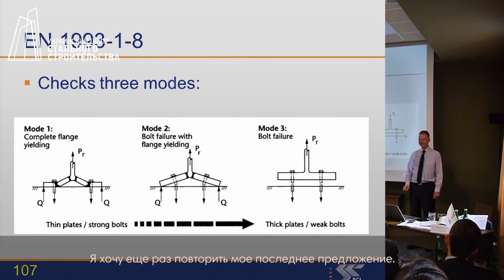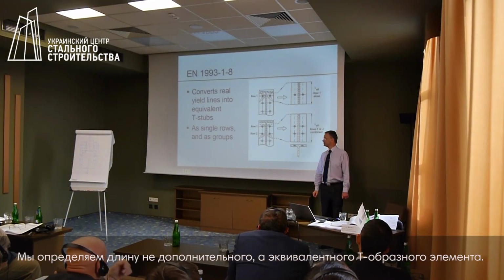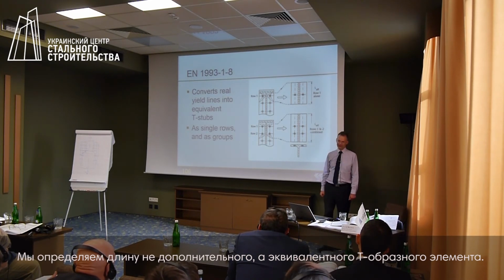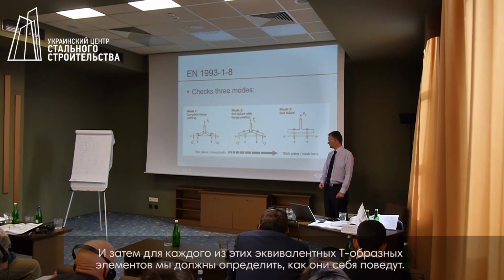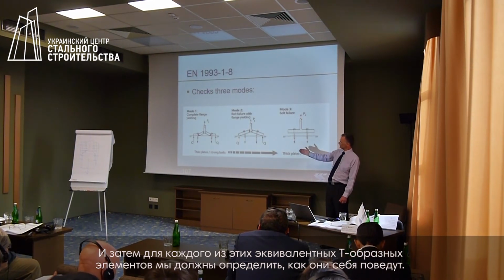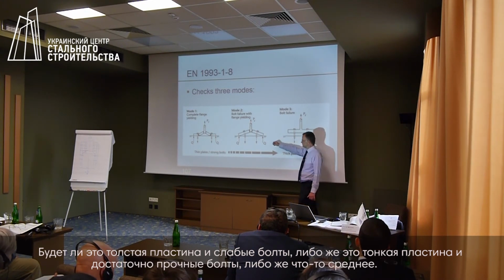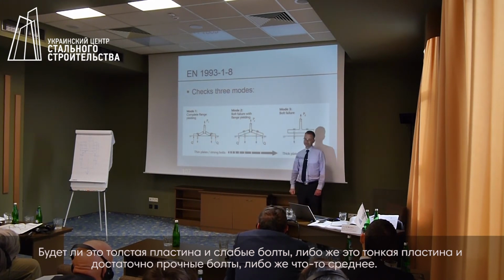I would like to say that last sentence again. We don't calculate the length of an additional T-stub, we calculate the length of an equivalent T-stub. And then for each one of those T-stubs, we must check which mode of behaviour. Is it a thick flange and rather weak bolts? Is it a thin flange and rather strong bolts? Or is it somewhere in between?